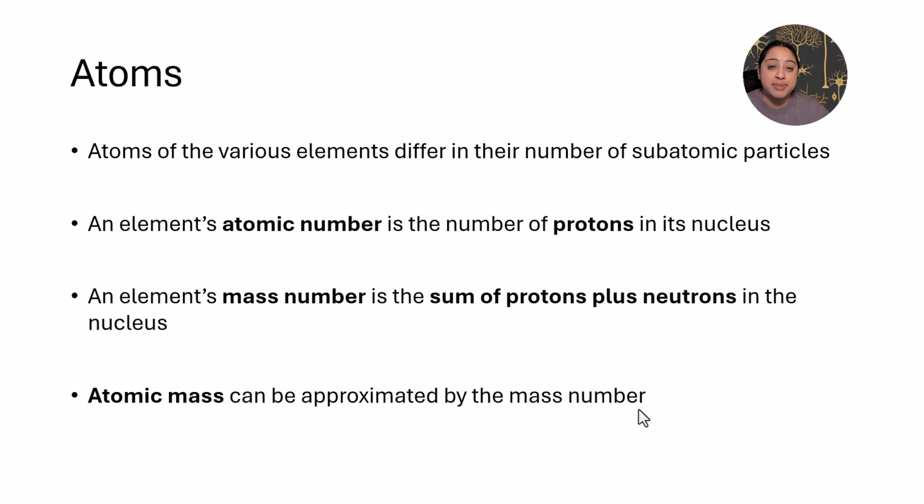So an element's mass number is going to be the mass of the protons plus the mass of the neutrons. And you just add that up together, and that's the mass number, the atomic mass. Because, again, electrons are so tiny, we kind of don't even need to factor them in. So atomic mass can be approximated about the same as the mass number, protons plus neutrons.